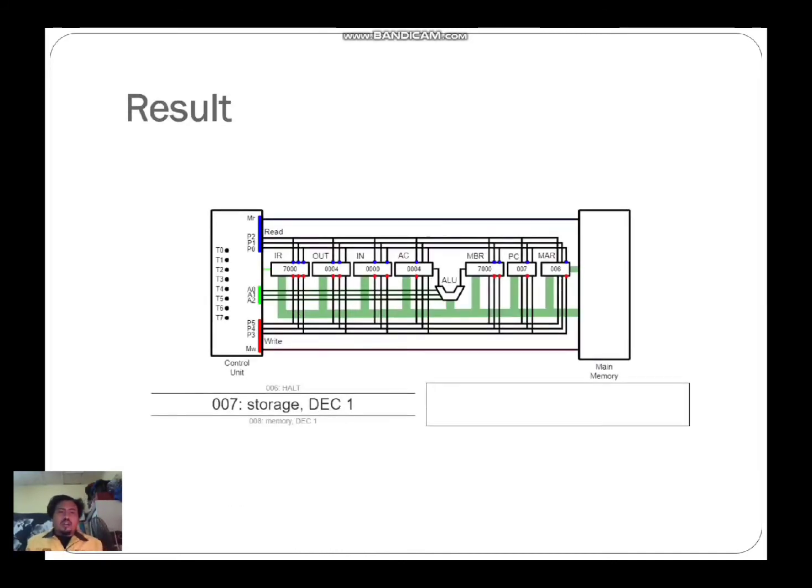And this is our result for the data part after we run the coding.